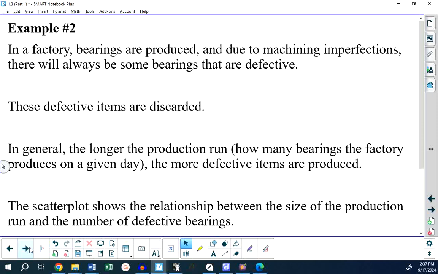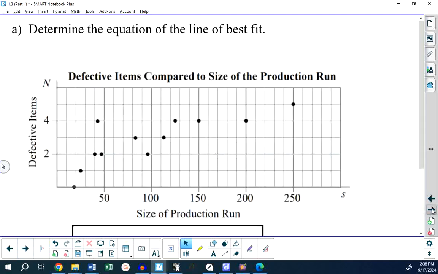In general, the longer the production run, what does that mean? Well, maybe on Tuesday the production run is 2 hours. That means they turn the machines on and it works for 2 hours. Maybe on Wednesday, because they have more materials, the production run is 6 hours. Doesn't it make sense to you that the longer the machines are running, you'll get more items, but you'll get more defective items? Okay. Some of every group that you produce are defective, so if you produce more, you'll get more defective. And this is the scatter plot.